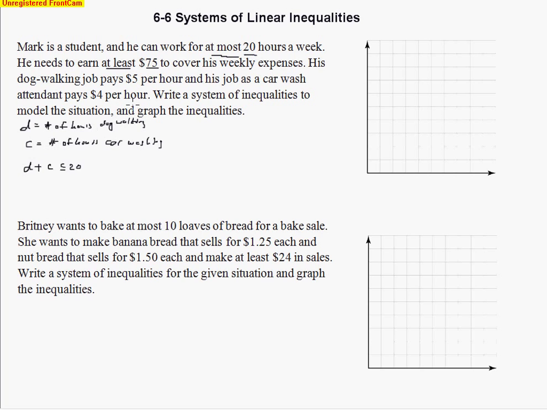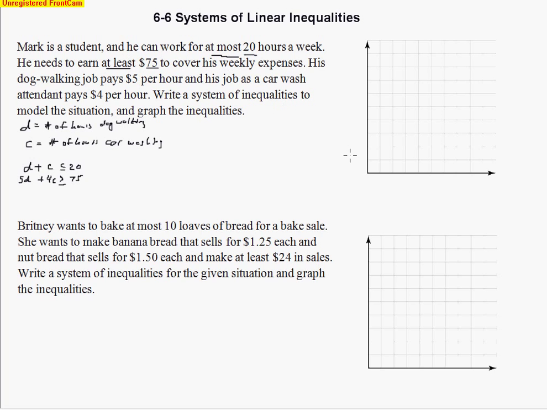And now he needs to earn $75 a week to cover his expenses. He has to have at least that amount. So we have to go with the value of the dog walking, $5 an hour, plus $4 an hour for doing the cars, times the number of hours, and times the number of hours here as well. It has to be greater than or equal to $75. So now we've got our two inequalities set up, and let's go ahead and graph it.